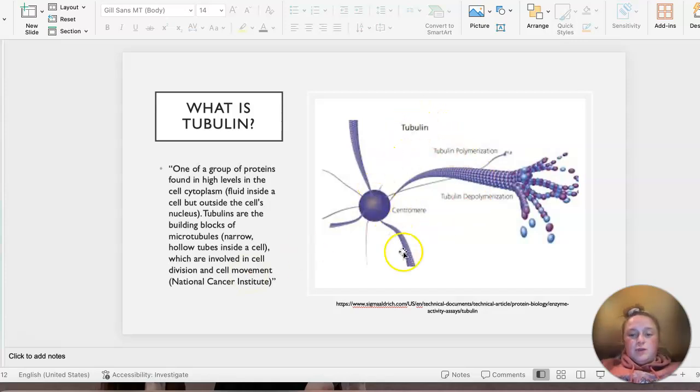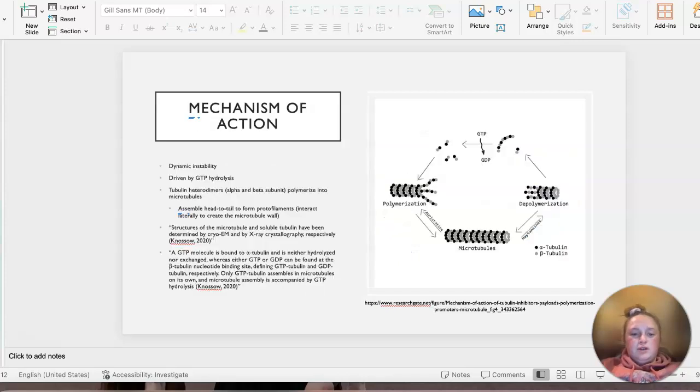As you can see, there's a nice picture of the polymerization and depolymerization of tubulin on more of a molecular level. Here are the alpha and beta subunits, which we'll get to later. So the mechanism of action for tubulin and thus microtubule formation, we have dynamic instability and stability. It's driven by GTP hydrolysis.